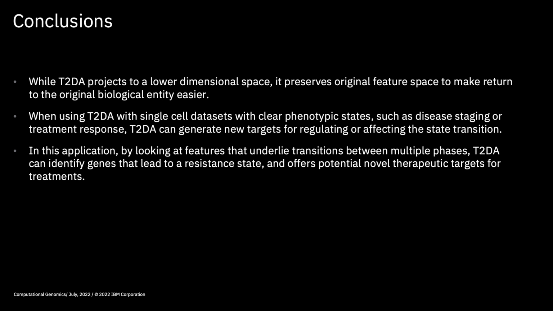In this application, by looking at features that underlie transitions between T0 and phases 1 and 2, and transitions between phase 2 and phase 3, T2DA can identify genes that lead to a resistance state, and offers potential novel therapeutic targets for treatments that may avoid or overcome BRAF inhibitor resistance in melanoma.